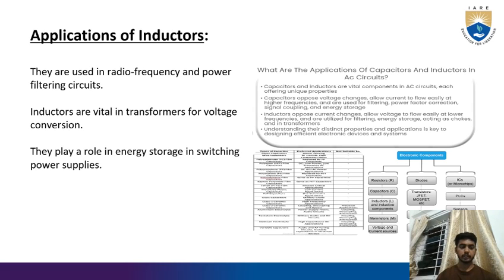Wireless chargers use inductors to transfer power through a magnetic field. RF circuits use them for signal tuning and suppression. In short, wherever magnetic energy or smooth current is required, inductors play a major role.